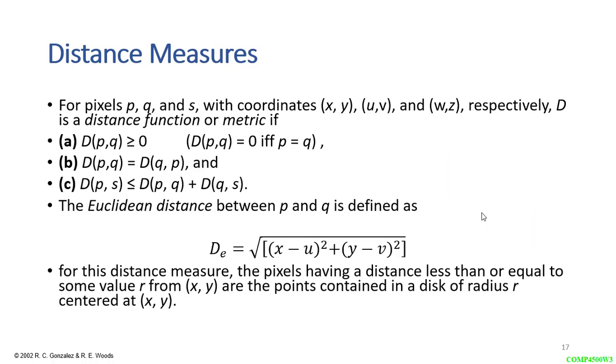Distance measures, we have different types to measure the distances between pixels. So for pixels p, q, and s with coordinates x, y, u, v, and w, z respectively, D is a distance function or metric if D of p, q is greater than or equal to zero. The distance between points p and q is greater than zero. This means that we have a distance.